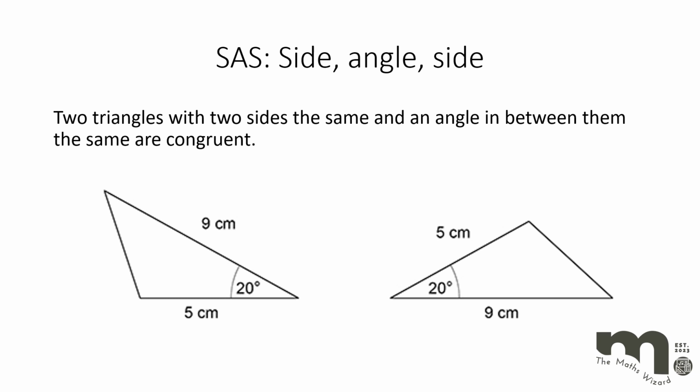And your next one is SAS, so side, angle, side. So if we've got two sides that are the same and then we've got an angle that's the same, then we definitely have enough evidence here to show that these triangles are congruent to each other. So if you did a bit of tracing on one of these and moved it around a little bit, you would find that the outline would fit at some point.